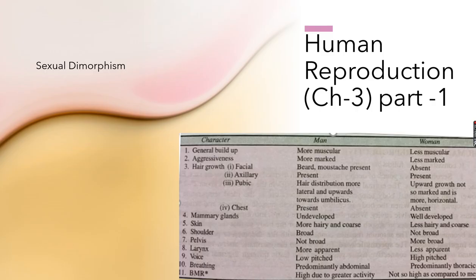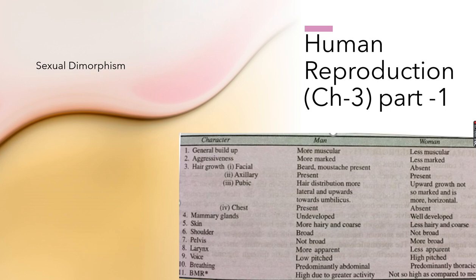Good morning, students. As you know, our unit on reproduction is going on. In this unit, our third chapter is human reproduction. In this chapter, we'll study the various processes involved in human reproduction. First of all, we'll see sexual dimorphism. What do you mean by this term?